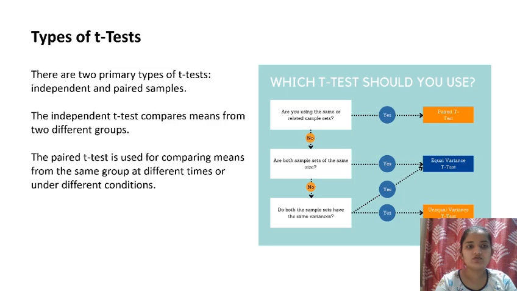We will learn about the types of t-test. There are two primary types of t-test, independent and paired. The independent t-test compares means from two different groups. The paired t-test is used for comparing means from the same group at different times or under different conditions.